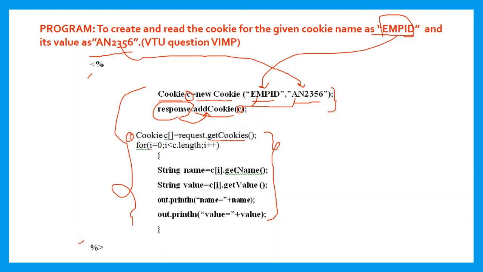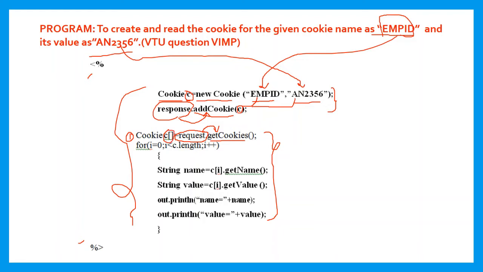If any method is retrieving information from the browser, then that method belongs to an interface called the Request interface. With the help of the default request interface object called request, I am invoking the getCookies method. The getCookies method is going to return multiple values, so it should be stored in an array of Cookie class objects. This is retrieving the information from the browser.